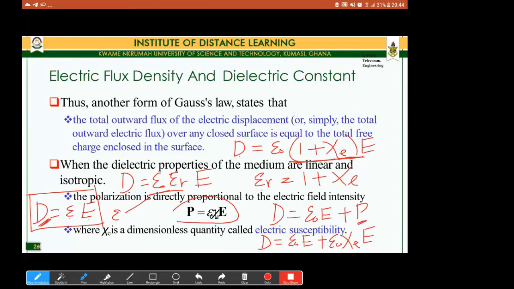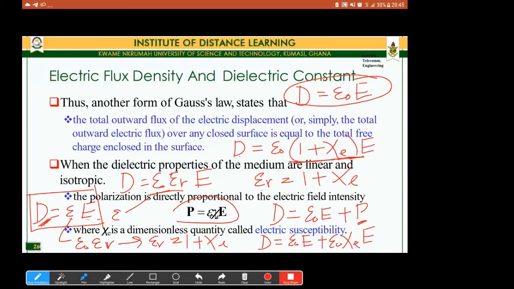In the previous discussion, we said the constitutive relation is that D equals epsilon naught times E, because we're dealing with free space. But when it is not free space, D must be equal to what? Epsilon, which is the permittivity of the material, times E. And what is epsilon? Epsilon equals epsilon naught times epsilon R. And what is epsilon R? Epsilon R is given by what? 1 plus chi E, as we indicated in this previous discussion.